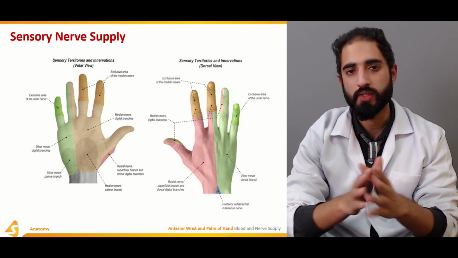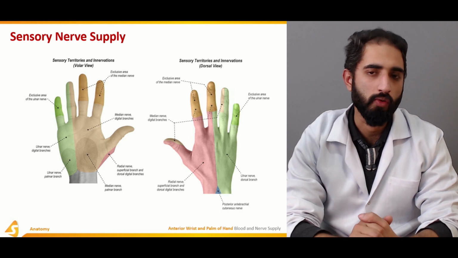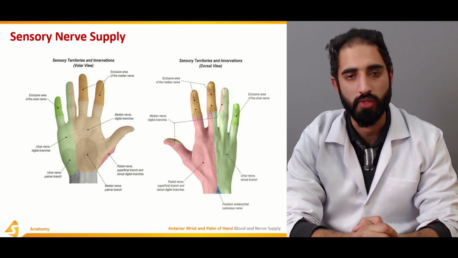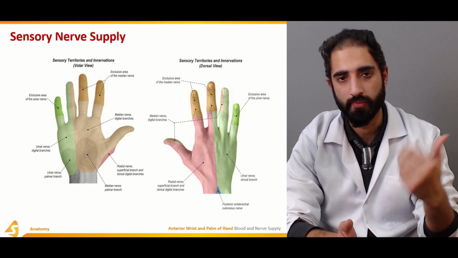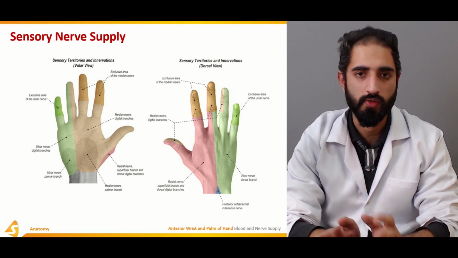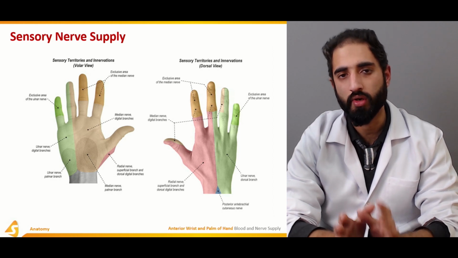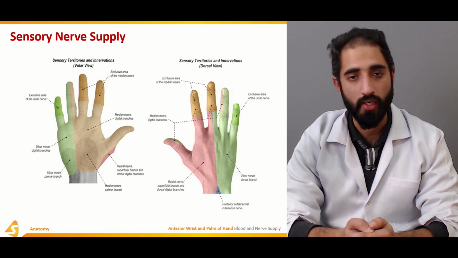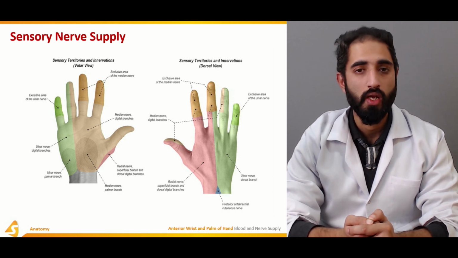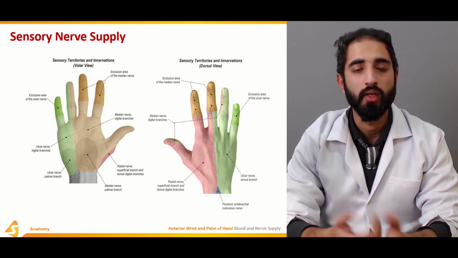So talking about the sensory nerve supply, the sensory nerve supply of the upper extremity is majorly by the three nerves, which are the median, radial and ulnar, other than the axillary and the musculocutaneous nerves, but they are not present at the level of the hand. So talking about the hand, we have the radial nerve, the median nerve, and the ulnar nerve. And more specifically talking about the palmar aspect of the hand, we have the ulnar nerve and the median nerve majorly.